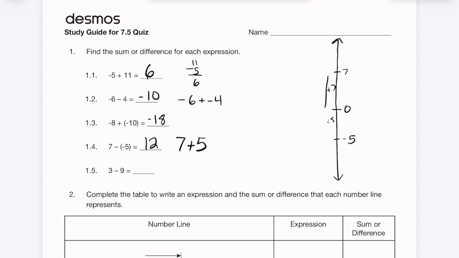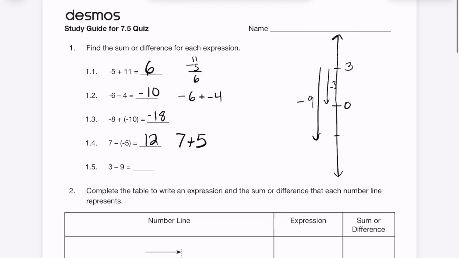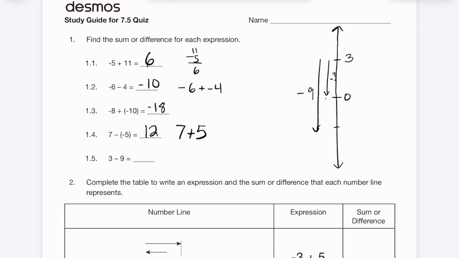And finally, we have 3 minus 9. So we start at positive 3. We subtract 9. That means we're going down 9. To get from 3 to 0, you're going to go down 3. And then you want to go down 9. You've gone down 3, so then you have to go 6 more down, and you're going to end up at negative 6. Also, we know that 9 minus 3 is 6. So 3 minus 9 has to be the opposite of 6, which is negative 6.